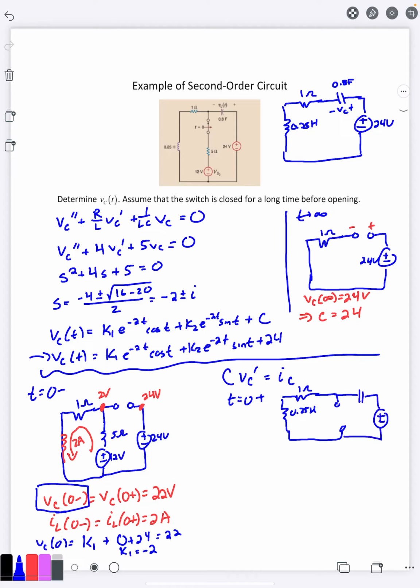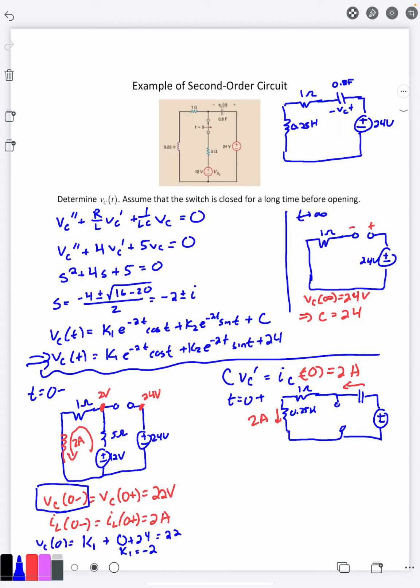Well, the thing is we knew that before the switch happened, there was 2 amps going through the inductor. And because current can't change instantaneously through an inductor, there has to still be 2 amps right after the switch happens, which means the current through the capacitor here is also going to be 2 amps at 0. When you plug in 0, you get 2 amps. So that means if I take the derivative of my voltage, multiply it by C, and plug in 0, we're going to get 2 amps.